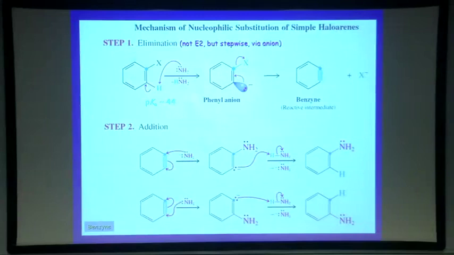And this guy is so reactive that amide traps it to make the product. Notice, however, the important part is that after elimination, this species is symmetrical. The only difference in Roberts' experiment was that the top carbon is C14, the bottom is carbon. But chemically, the two are essentially indistinguishable.